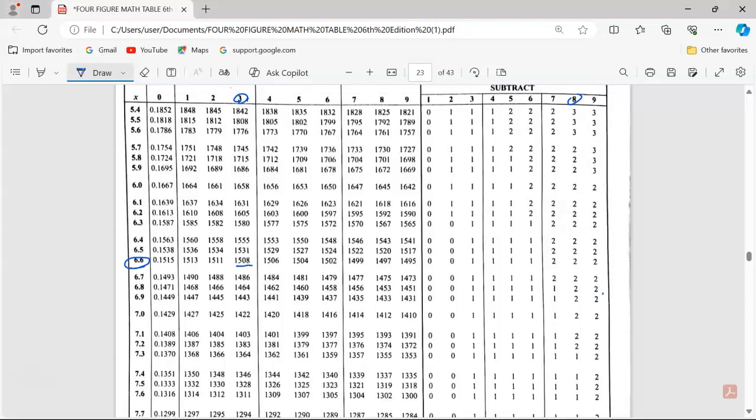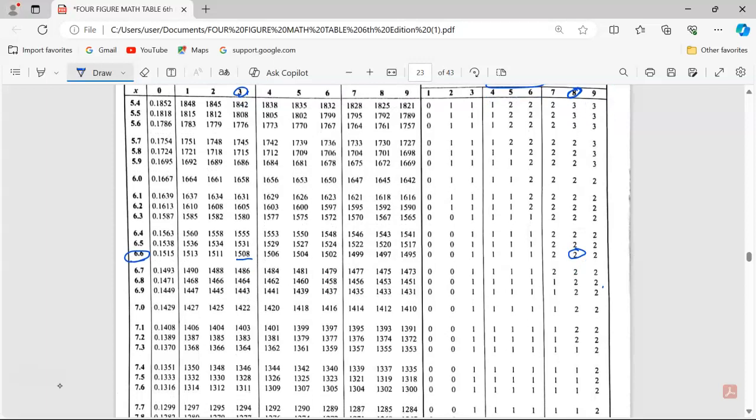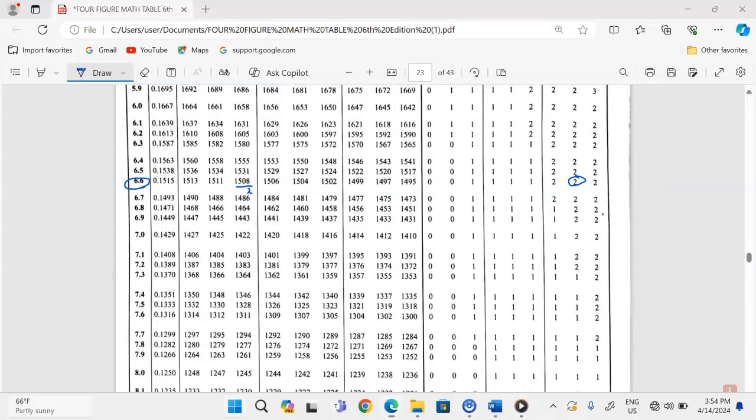Then now we subtract. Remember, the differences here should be subtracted. Whatever is at 8, so now I go down 8 until I intersect the row. And what I find here is a 2. Therefore, I'll be having 0.1508 and I'll subtract 2 at this point. So I have 0.1506. So that is what I'm going to write now.